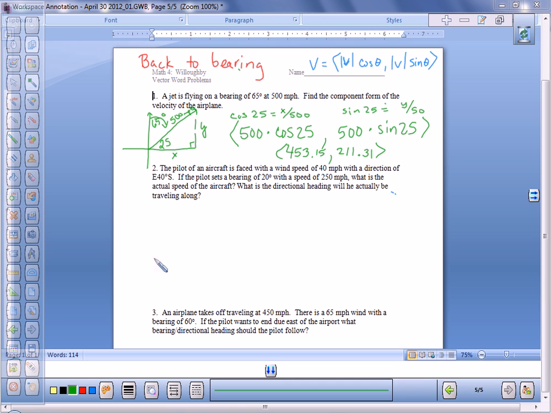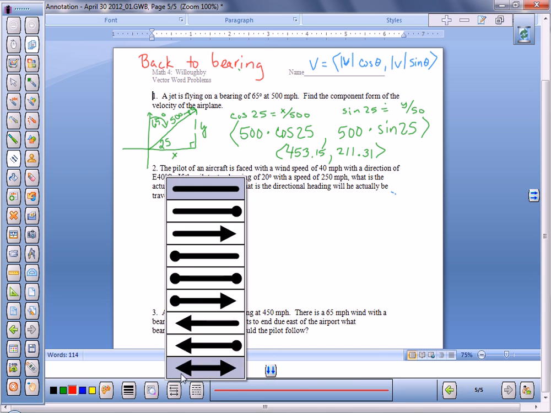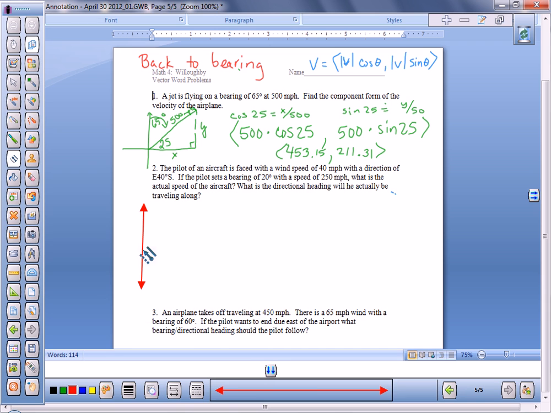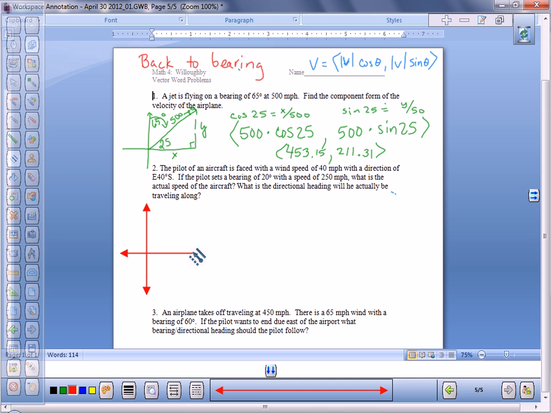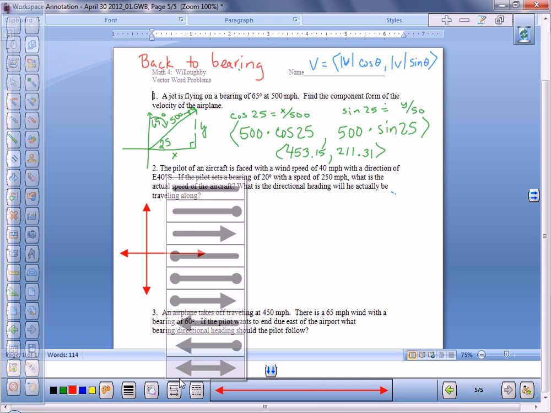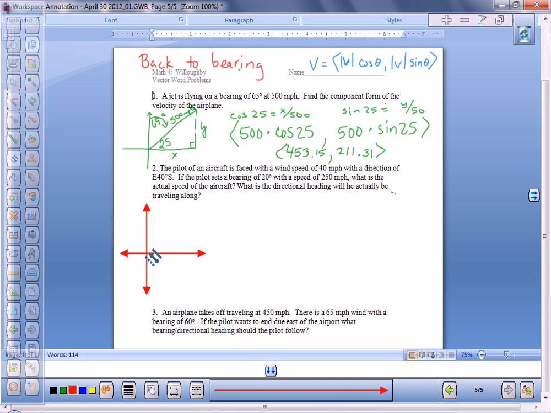Let's undo that and see if I can draw. Nope, can't even draw it this way. Last try. There's our north. Okay, so we have an aircraft that is facing the wind. Let's go ahead and represent the aircraft here. We've got a bearing of 20 degrees. So we want this to be about 20 degrees. So we'll say this is 20. Okay, and this is 250 miles per hour.